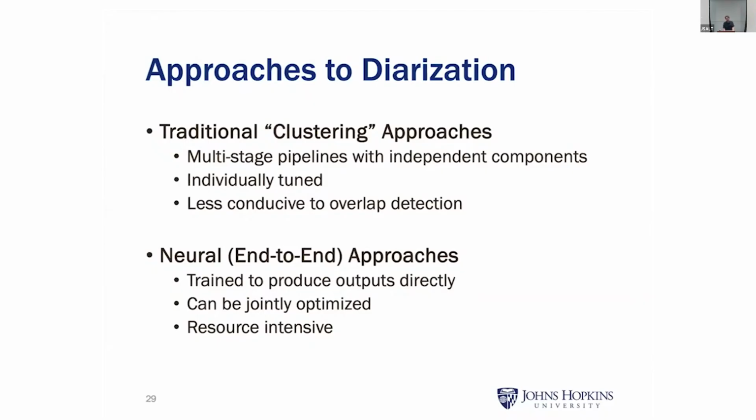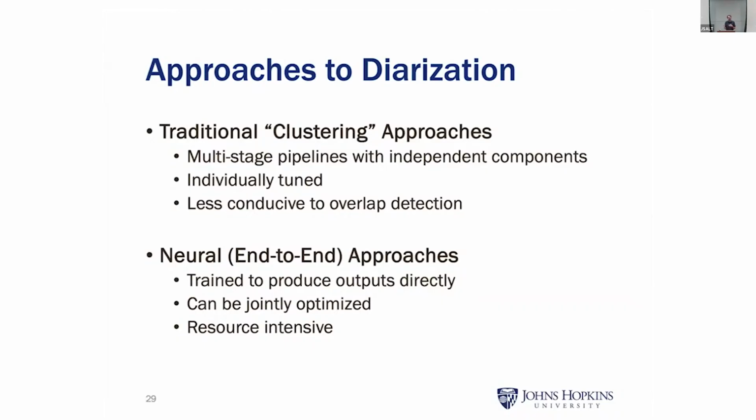Just an overview of some of the upsides and downsides. The traditional clustering approaches have multiple stages in them, and these can actually be neural as well. I'm not saying that it's purely signal processing and statistical modeling or anything like that. It just is about having multiple components, and these are all individually tuned. But I will comment that the clustering is less conducive to doing overlap detection because you can't really cluster with overlap. That's not an inherent part of clustering. You have to have discrete clusters.